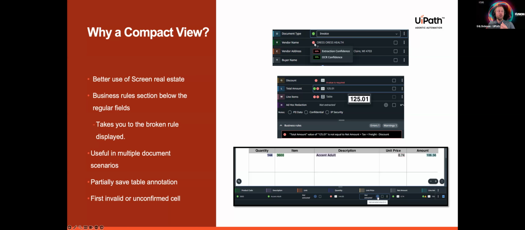You can also use it to partially save table annotation, things that weren't necessarily easy before. If you had to do half a task and go check something or go have lunch, you couldn't do that before. But in Compact View now, you could do that. You can partially save things, and you can also be brought to the first place that needs your attention. So that's a speed up. You don't need to go hunt and peck and find your work. Your work finds you, if you will.